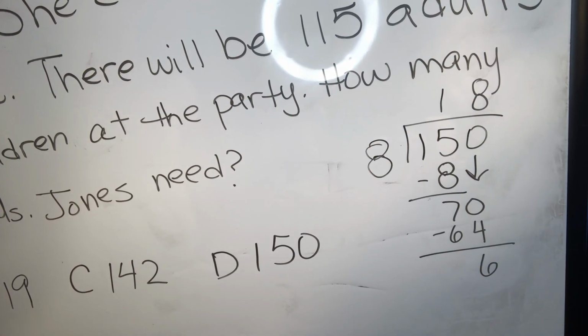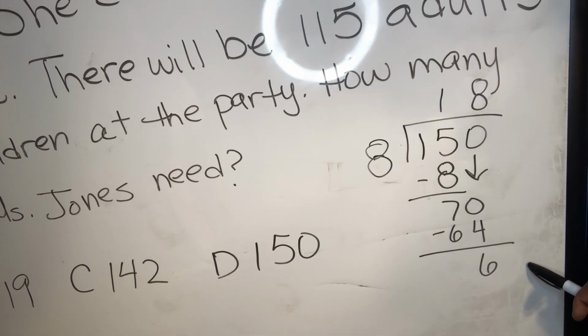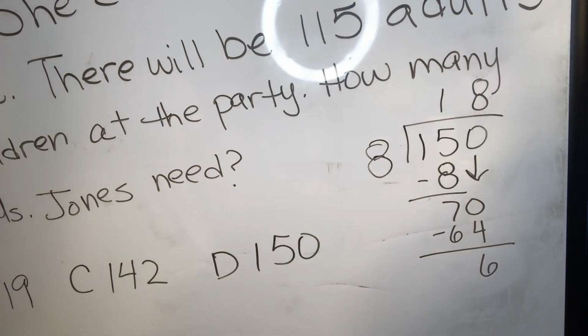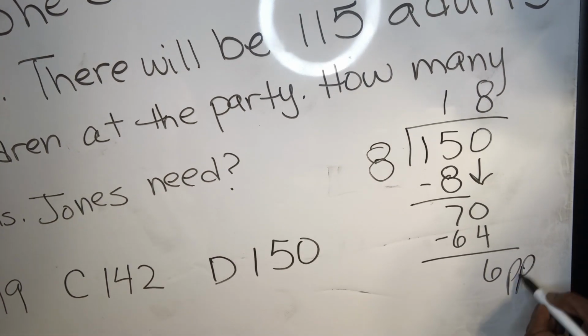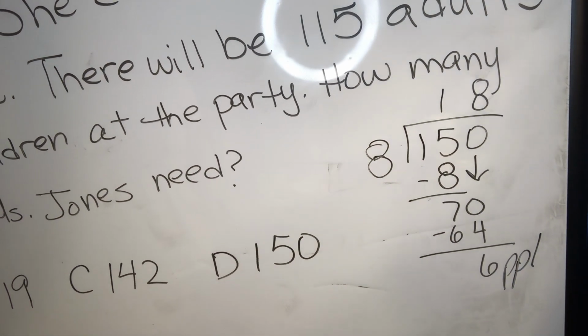All right, so as we see, Jamir did an awesome job and he got 18. As you see, we do have a remainder of 6. This is not just 6, this is 6 people, remember? Because we are trying to seat 8 people at a table, this tells us that there are 6 people left over. And because they're people, we need an extra table.